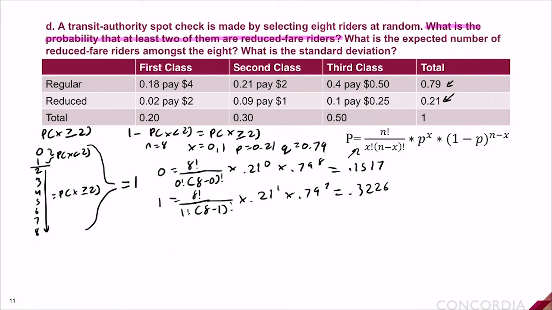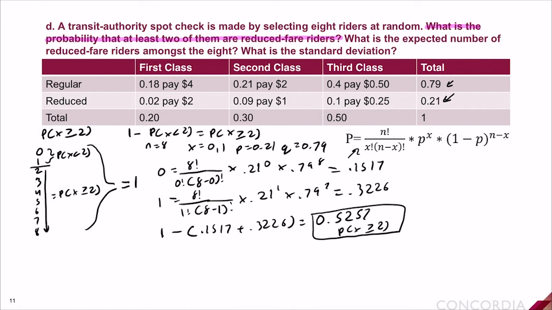And now to find what we're looking for, we would simply take 1 subtracted by our answers, to give us 0.5257, which is what we're looking for, since it is the probability of x being greater than or equal to 2. And this is our final answer for that part of the question. This part would be the probability of x being less than 2.